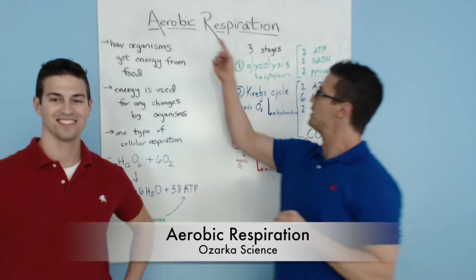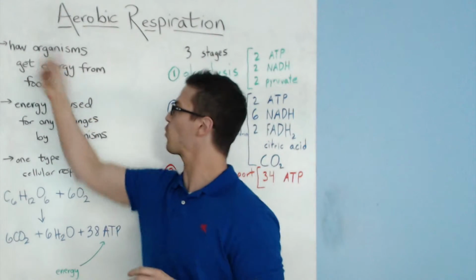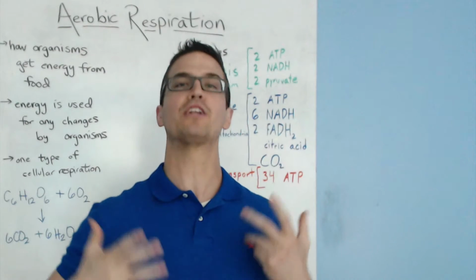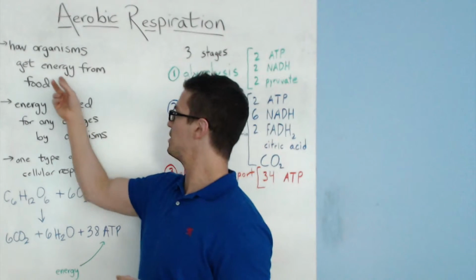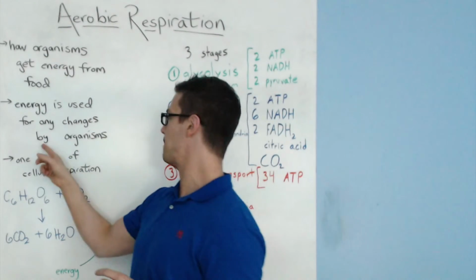Alright, so this is going to be a video about aerobic respiration. Now what aerobic respiration is, it's how organisms get energy from their food. And in this case, we're going to be talking about that food being glucose. This energy that comes from this food is used for any changes that occur by the organism.